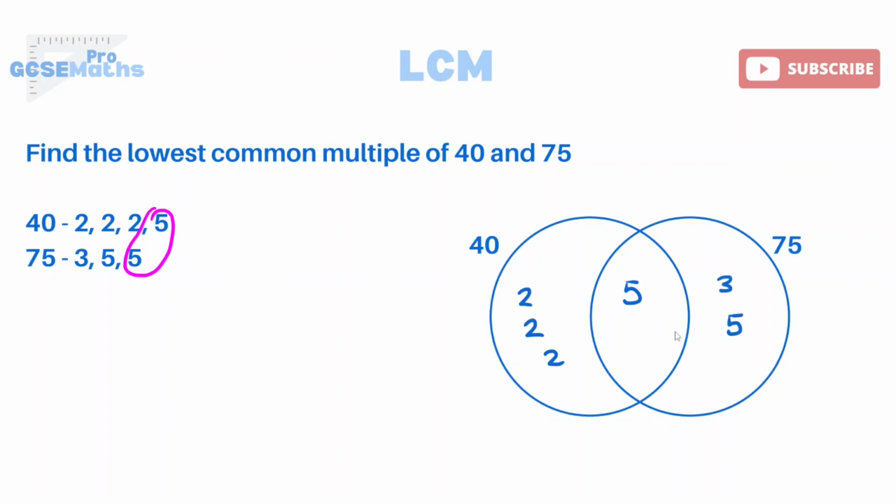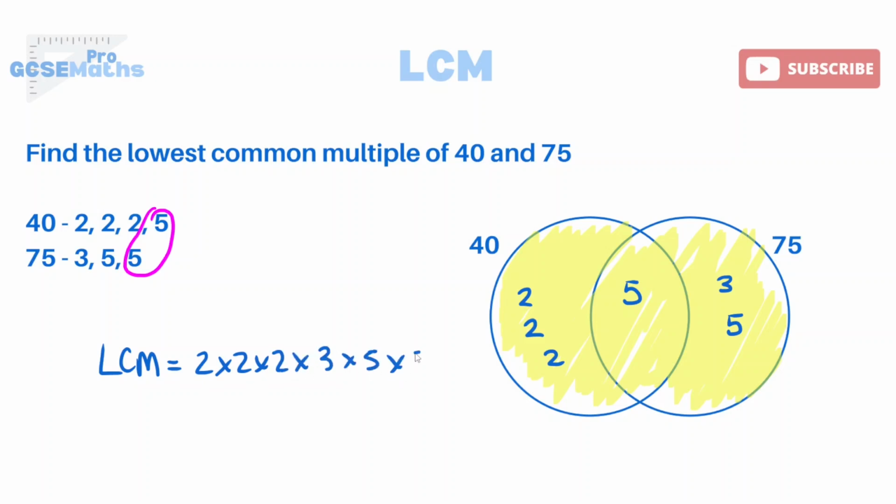Once I've done that, I just need to multiply together all of the Venn diagram. So the lowest common multiple is 2 times 2 times 2 times 3 times 5 times 5. If it's a calculator test, obviously type that in. If it's not, you'll just have to work it out yourselves. This one's quite long, so we've got 2 times 2 times 2 is 8. Then we've got 25. 5 times 5 is 25, times 3 is 75.